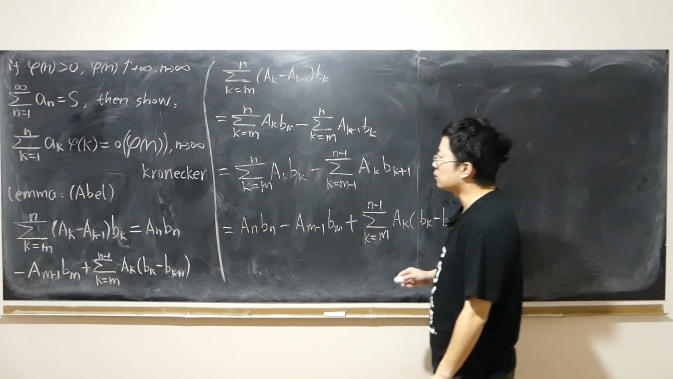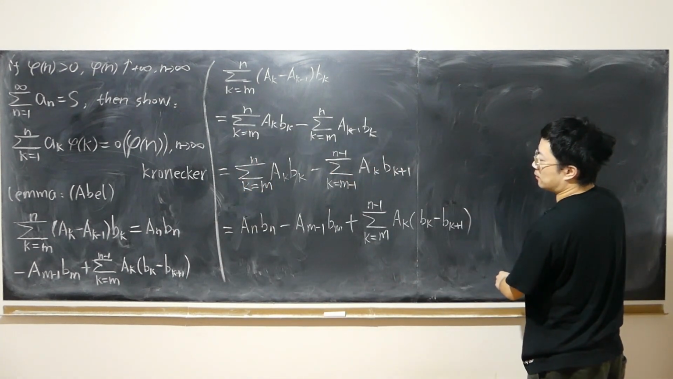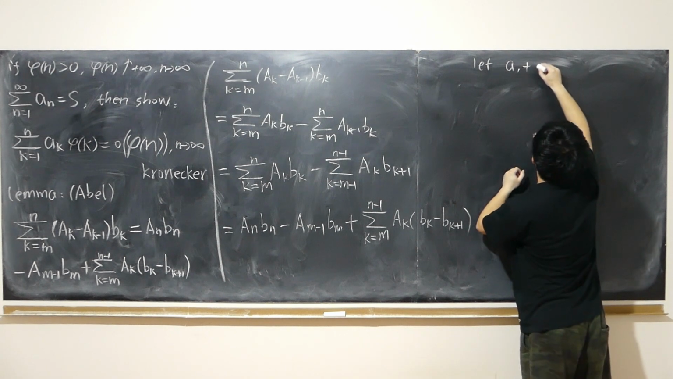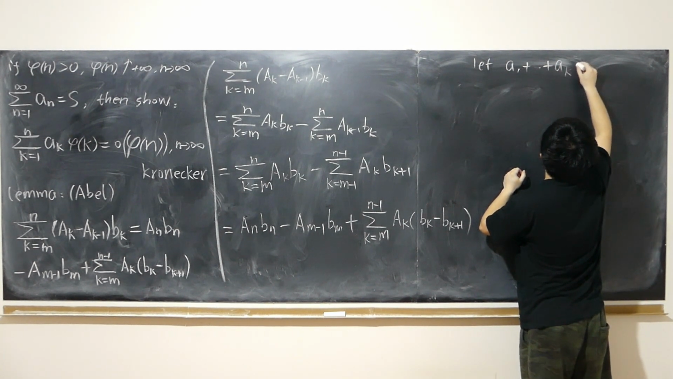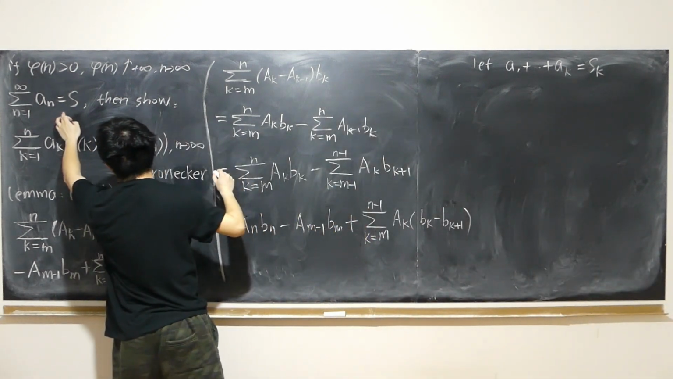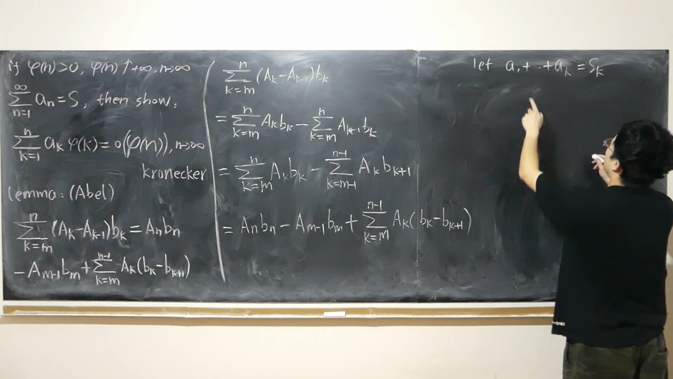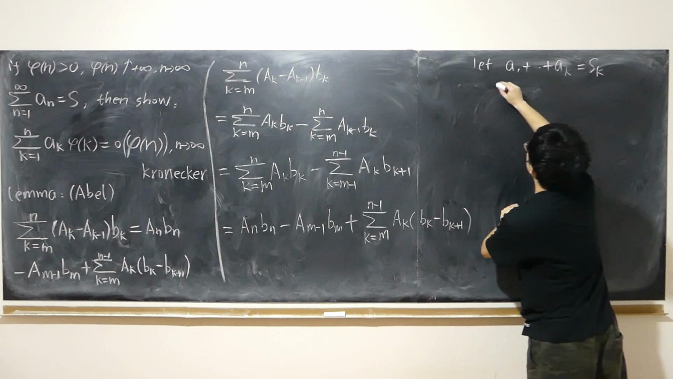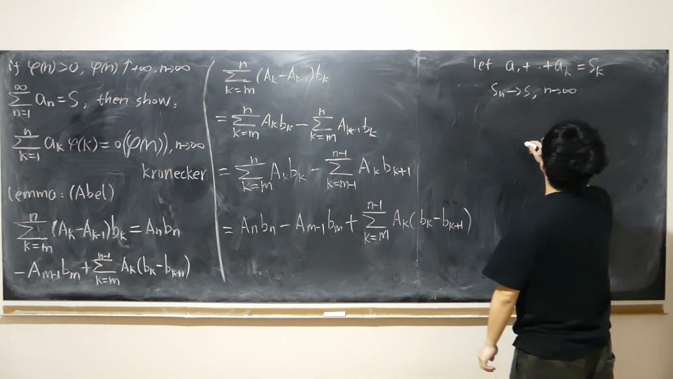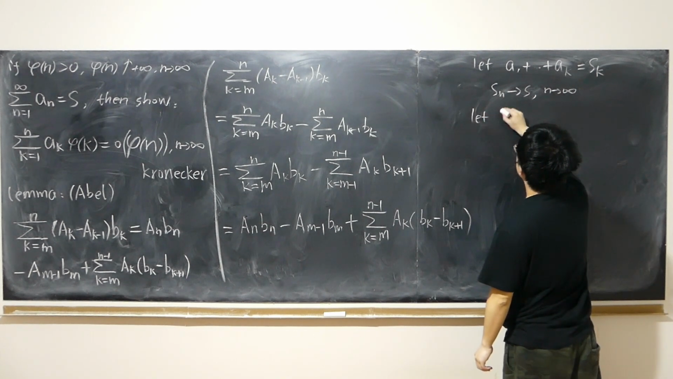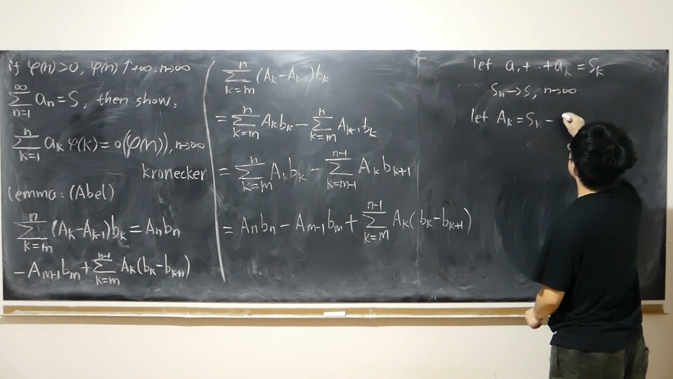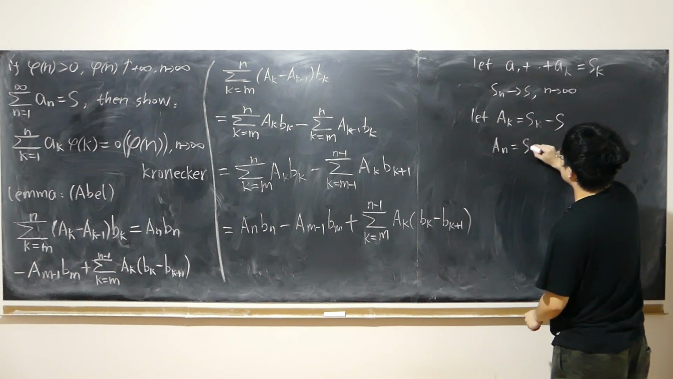Then, in order to prove this, I'm going to let a1 plus all the way up to ak equal Sk. So in other words, if the sum approaches S, then Sn approaches S. And also, I'm going to let ak equal Sk minus S. So therefore, an is equal to Sn minus S.